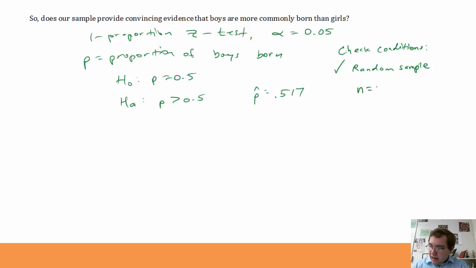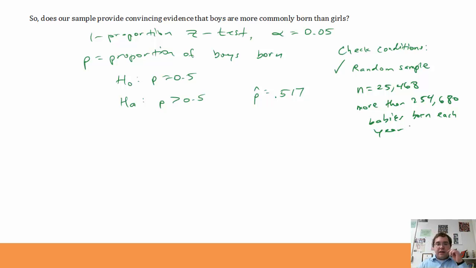Well, our sample size was 25,468. We can assume pretty safely that there are more than 254,680 babies born each year. Therefore, we satisfy the 10% condition because our sample size is smaller than 10% of the whole population that we're sampling from. Check. And lastly, we need at least 10 successes and at least 10 failures.